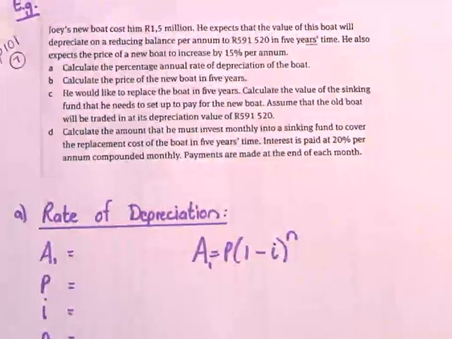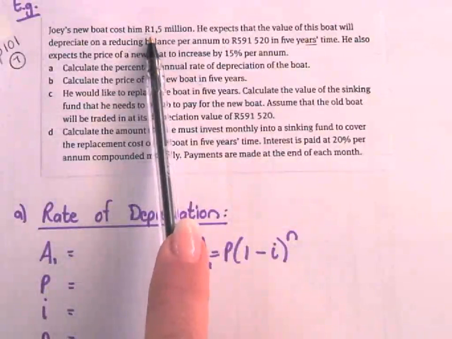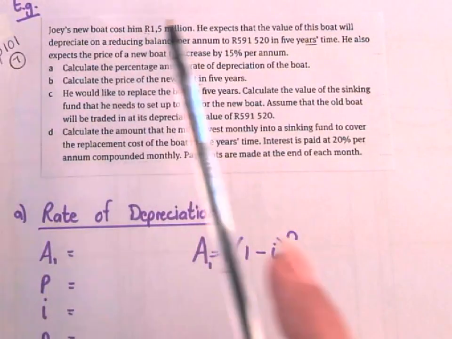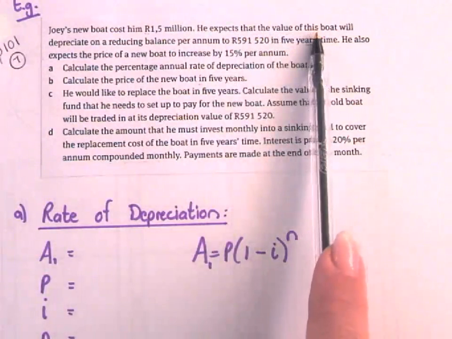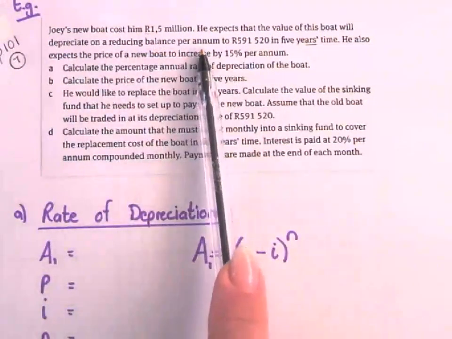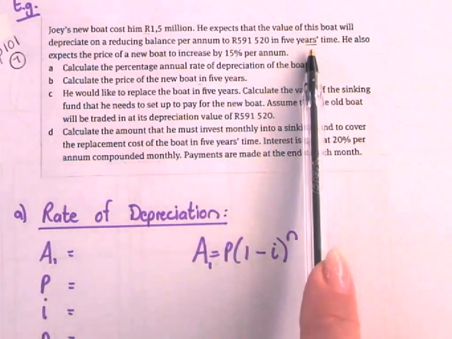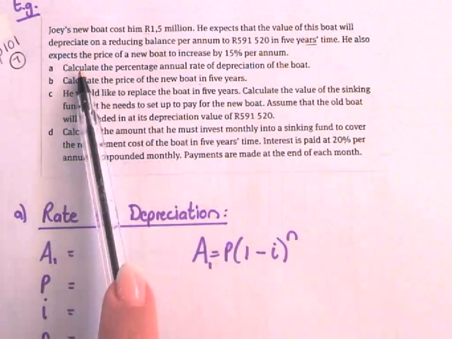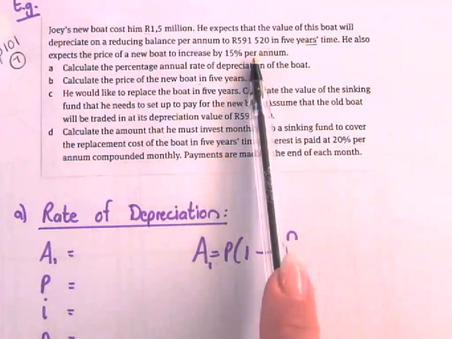Let's read through the example. Joey's new boat cost him 1.5 million rand, and he expects that the value of this boat will depreciate on a reducing balance per annum to 591,000 rand in 5 years' time. He also expects the price of the new boat to increase by 15% per annum.